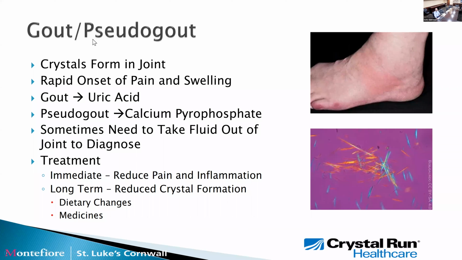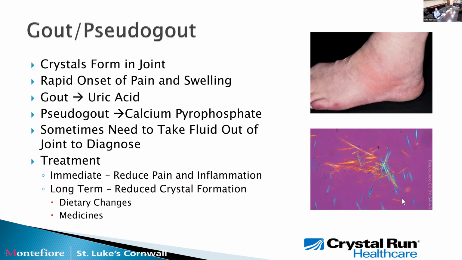Next conditions are two related conditions called gout or pseudogout. They're crystals that form within the joint, and they cause a rapid onset of pain and swelling. You can see that the ankle is red in here, very swollen. So gout is formed by what's called uric acid crystals, and pseudogout is another type of crystal called a calcium pyrophosphate crystal. And sometimes we actually do need to take the fluid out of the joint to diagnose.